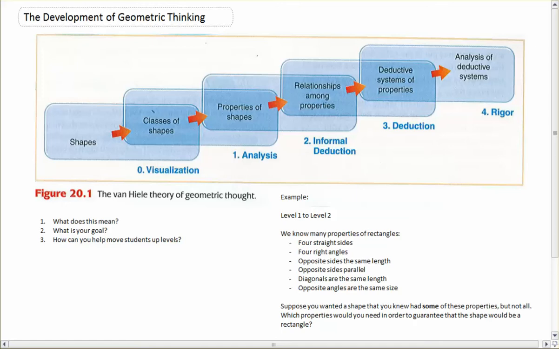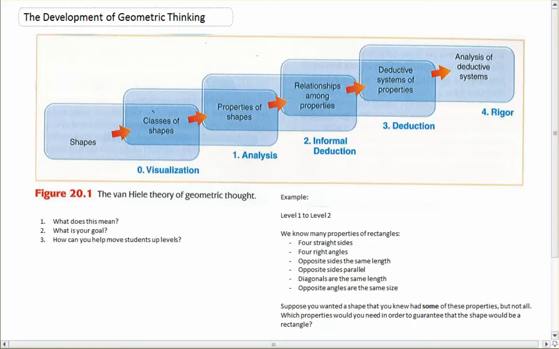As your teacher, what is your goal as far as development of geometric thought, and how can you help your students move up these levels that we see in this theory? So what is this all about? The Van Hieles proposed that students tend to think about geometric objects at different levels.